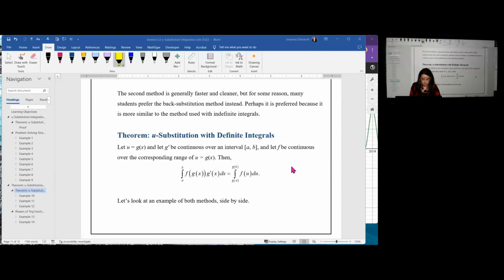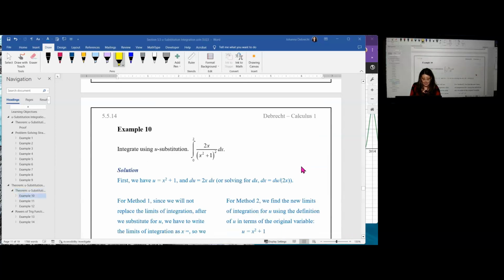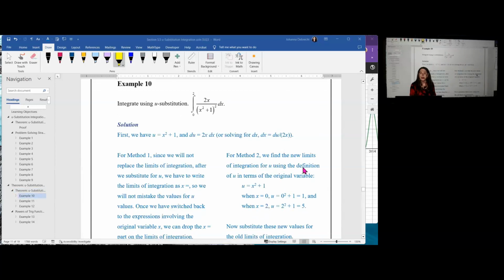Let's look at an example with both methods worked side by side. I am hoping to convince you to use method 2. Let's do method 1 first. This, for some reason, seems to be the method that gets taught the most often in high schools.